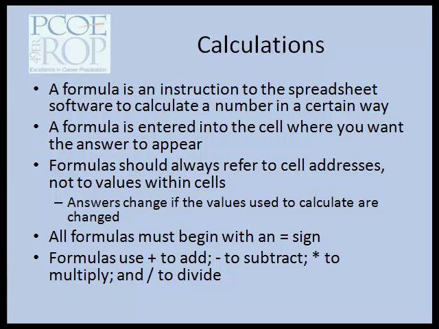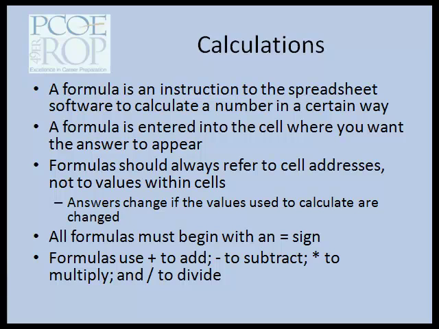And as you put those instructions into that cell, you should always refer to cell addresses, never to values. Well, let me rephrase that. Almost never to values within cells. The importance of that is that if you should need to go in and update the underlying values, then the answers change in response to that change. If you use the values, you don't get that flowing forward change happening.